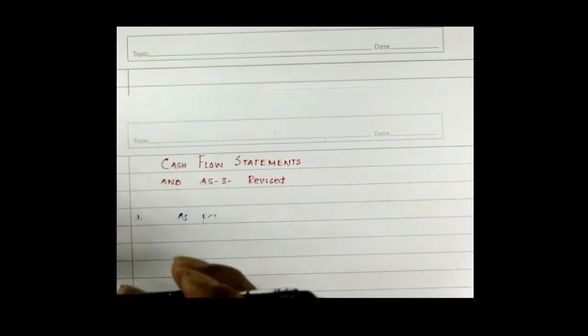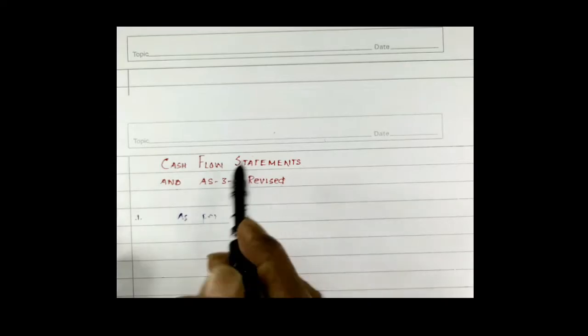What happened to the pen? Oh my God. Sometime pen creates problem. Just wait.